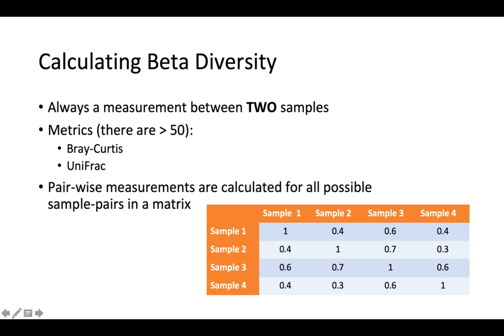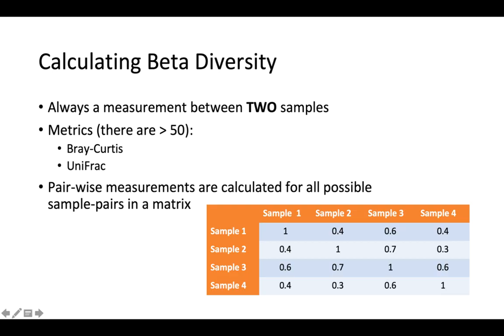So how do we actually calculate beta diversity in a quantitative way? We're always making a comparison between two samples, and there are lots of different quantitative mathematical metrics we can use to calculate beta diversity between two samples. We're going to focus on two particular ones called Bray-Curtis and Unifrac.